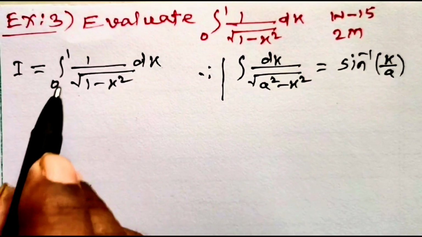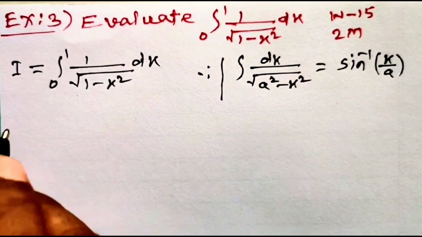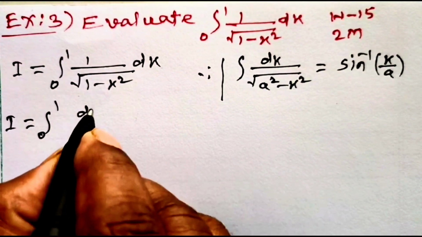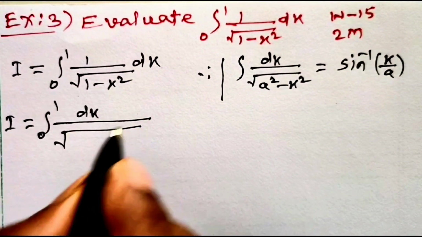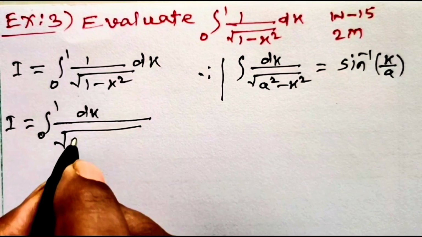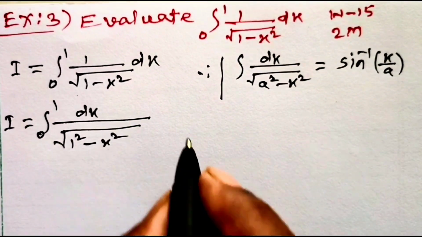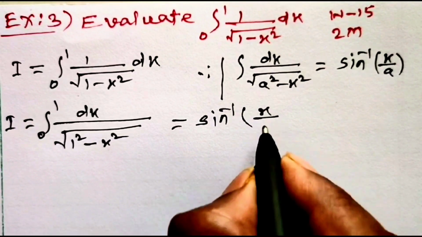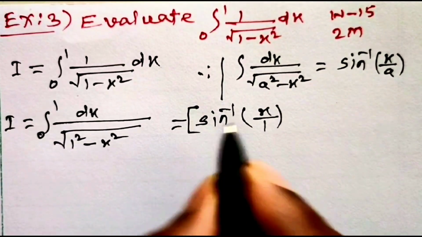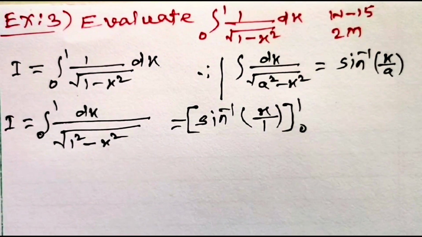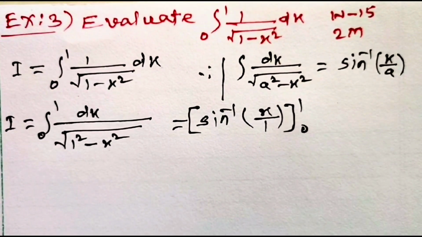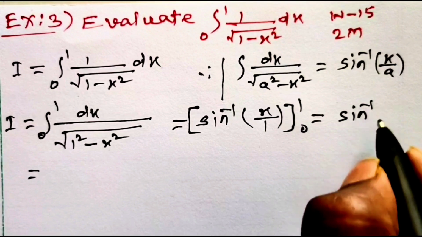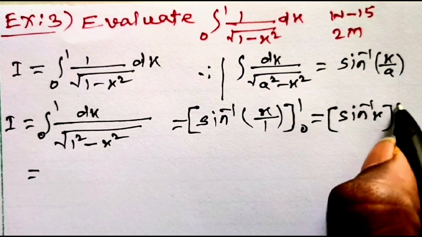So try to get this integral in this form. I is equal to integral from 0 to 1 dx divided by square root of 1 square minus x square, and this is equal to sine inverse x upon 1, with limits from 0 to 1. Sine inverse x upon 1 is sine inverse x. So I is equal to sine inverse x, limits from 0 to 1.